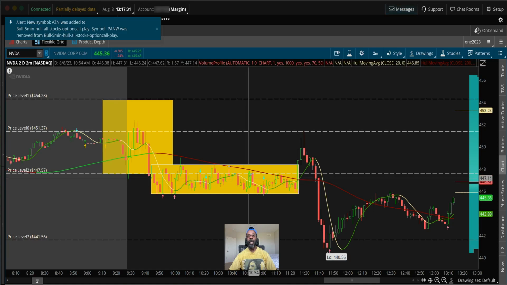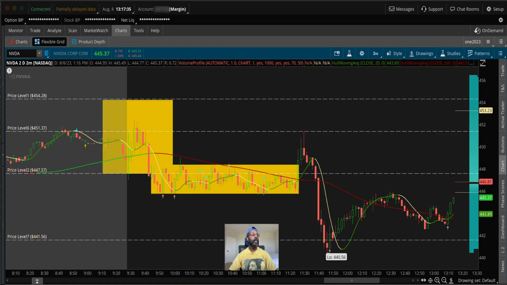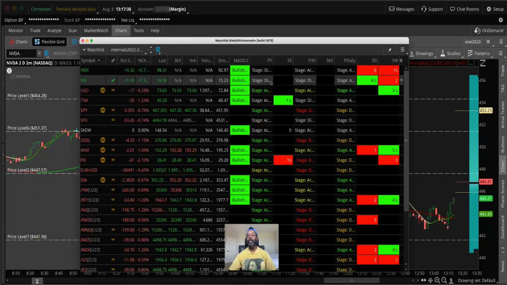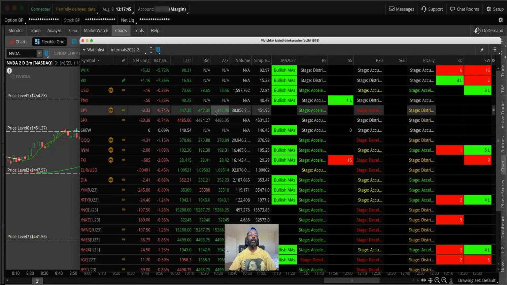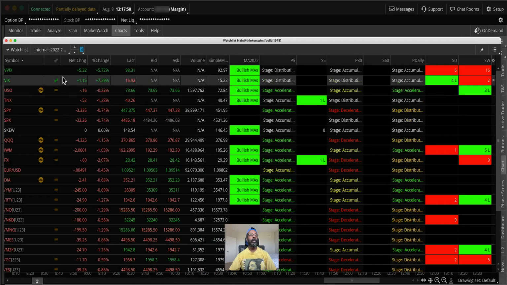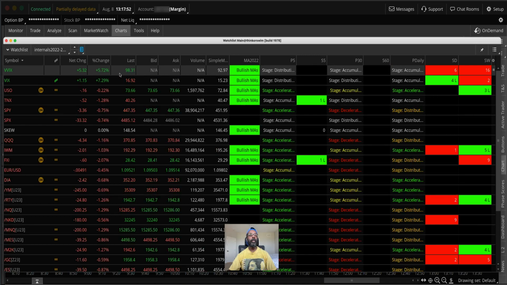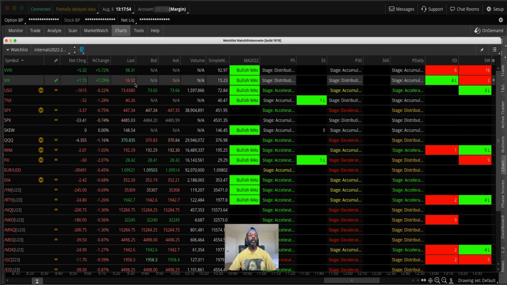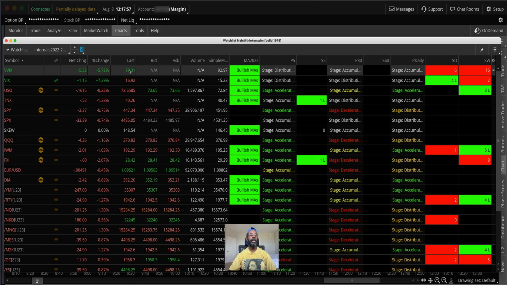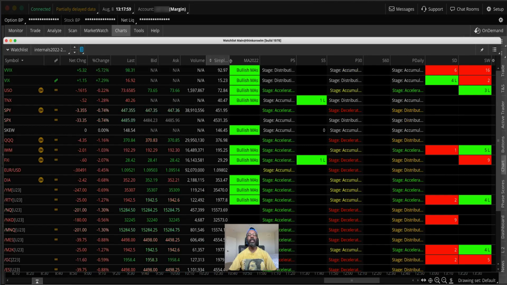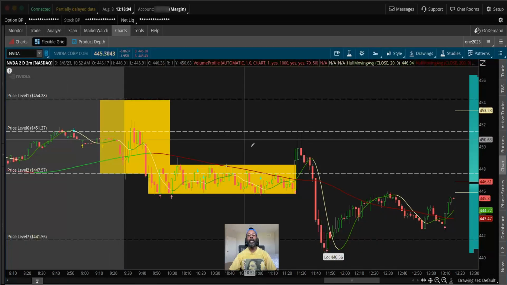There's volatility right now. The VIX is climbing, right? Let me come over here and show you. The VIX is climbing, so is the VVIX. Volatility is coming back into the marketplace. Let me just move this over here so that you can see it. 16 for the VIX, 98 for the VVIX. Volatility is coming back into the marketplace.